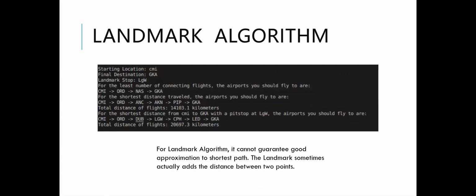Compared with Dijkstra's algorithm, the landmark algorithm cannot guarantee the shortest path. Sometimes a landmark would add more distance. You can see in the picture above, the total distance with the landmark is more than 20,000 kilometers. That is more than the distance we found without the landmark. And it would also include more flights when we have a landmark.